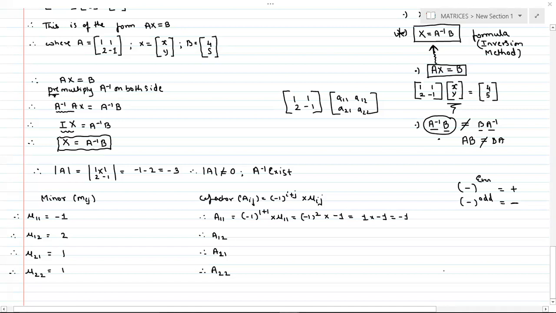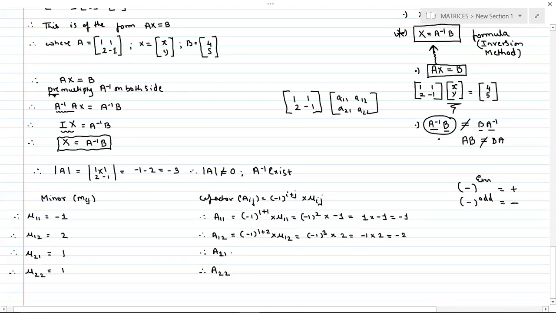After this, now we'll see how to find A12. As here we got the answer for A11, now we'll see the answer for A12. So it will be -1 raised to 1 plus 2, which is 3, into M12, which is 2. So -1 cube will be what? -1 into 2. So the answer will be what?